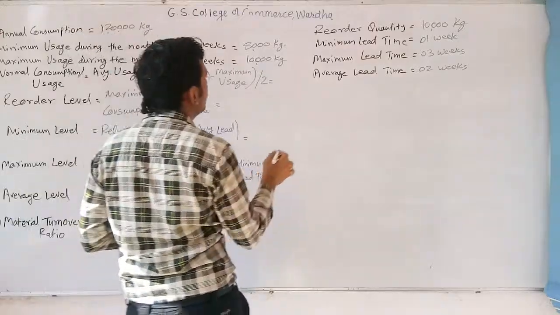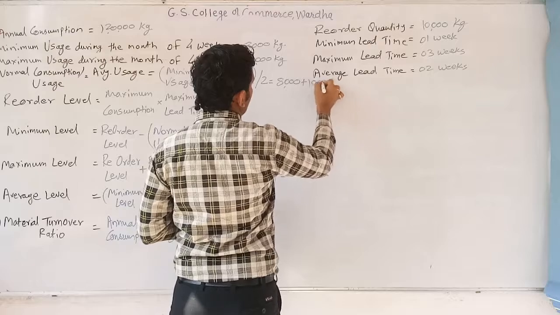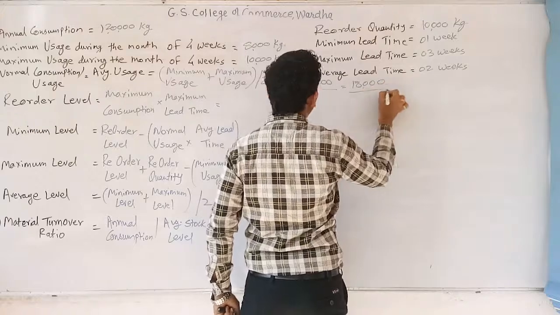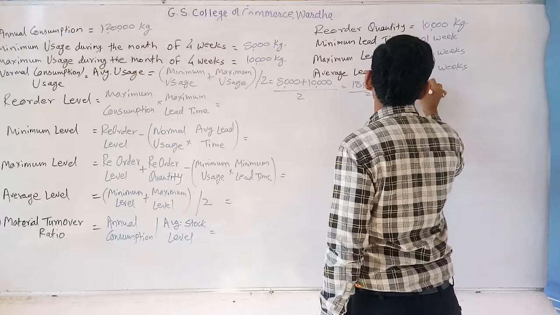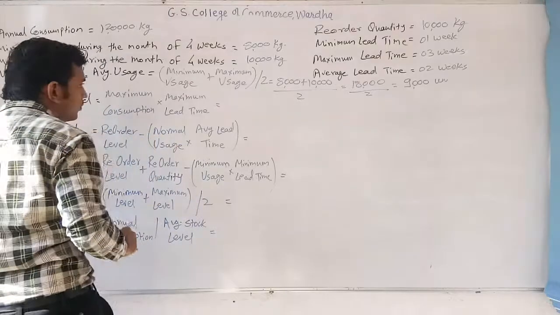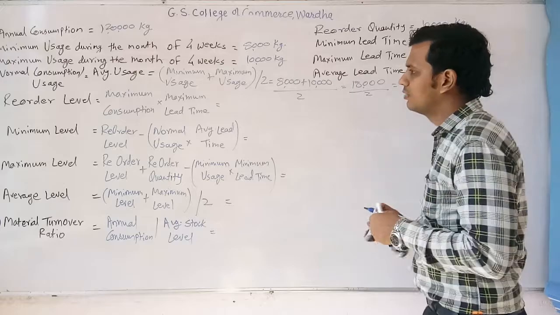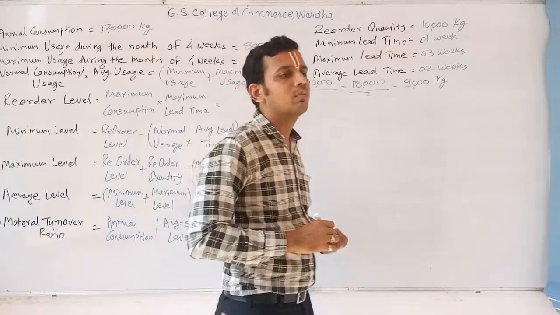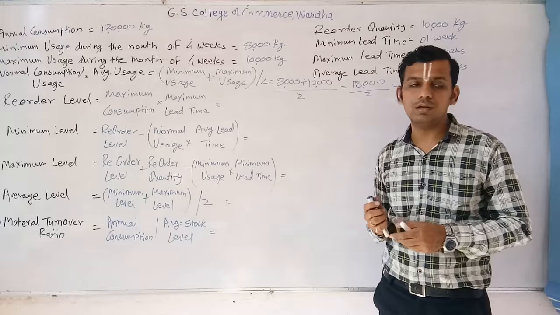The minimum usage is given as 8,000 units plus 10,000 kg divided by 2, that is 18,000 kg divided by 2. Therefore, the normal consumption is 9,000 kgs. That is what we can say is our normal consumption. As we have all the information, now we can move to calculate the reorder level of stock.